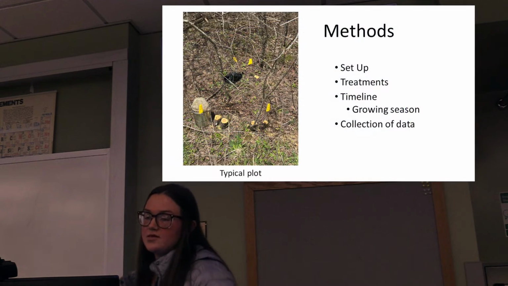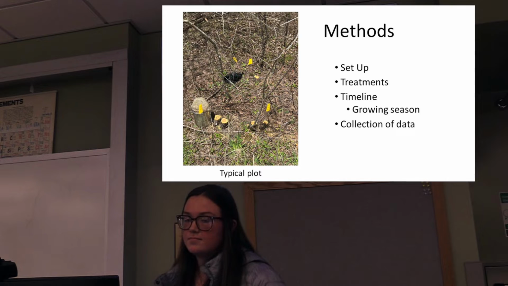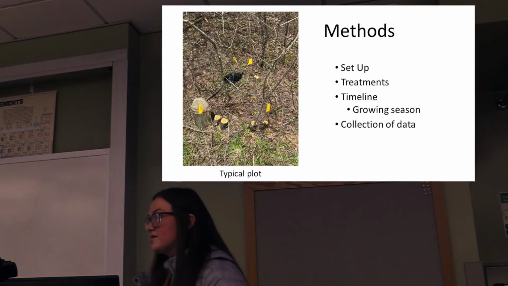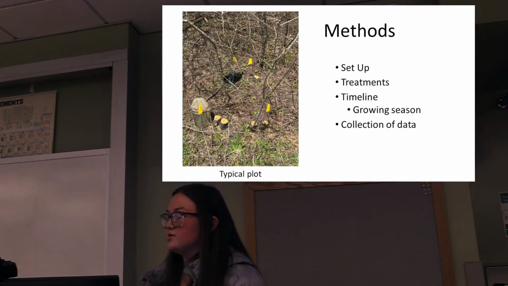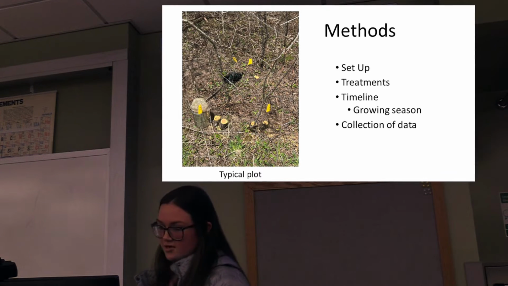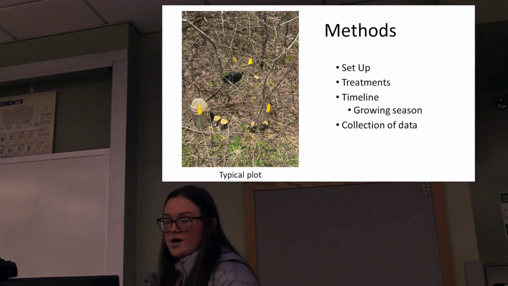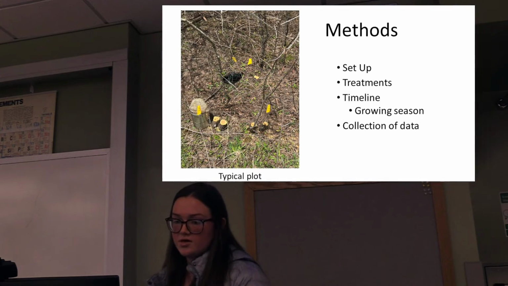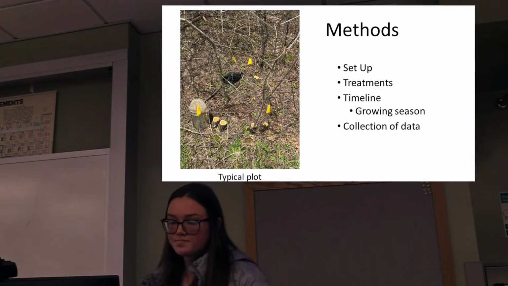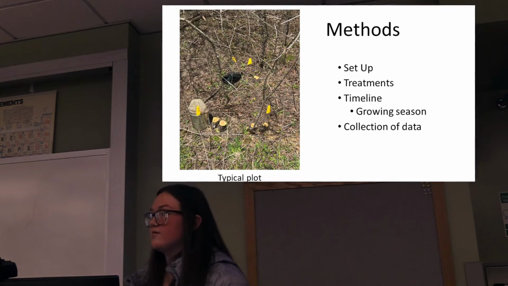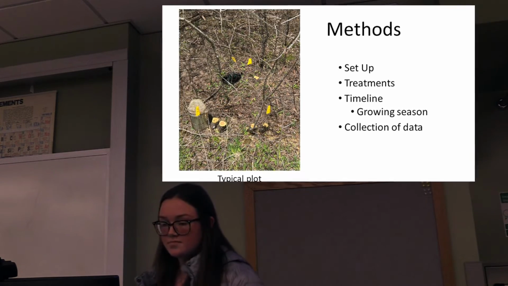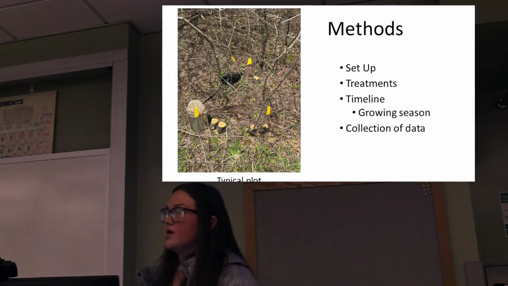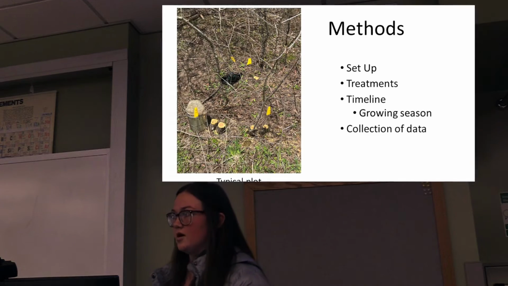For my method, to set up and get all the supplies, I had the dining hall collect soup cans that they were using and put aside, so they gave us those. I went out and bought landscape fabric to put over one of our treatment groups. We also used Roundup, which is a herbicide. And we also used rocks that were just out in the field and in the hedgerows to put on top of the stumps.